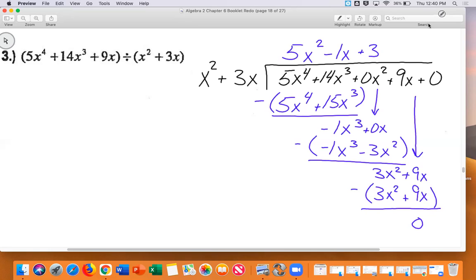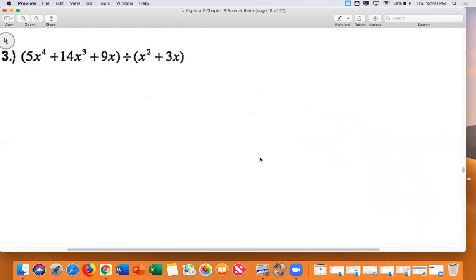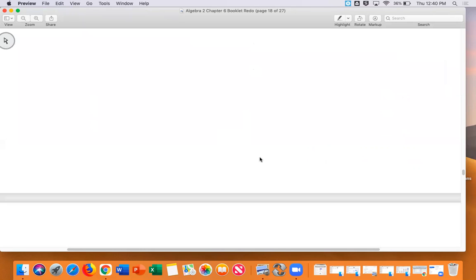So when your remainder is 0, that means that it is a factor. The other two we did, yeah, we divided them out, but they weren't factors. So that's why we use long division. We use long division to determine factors.